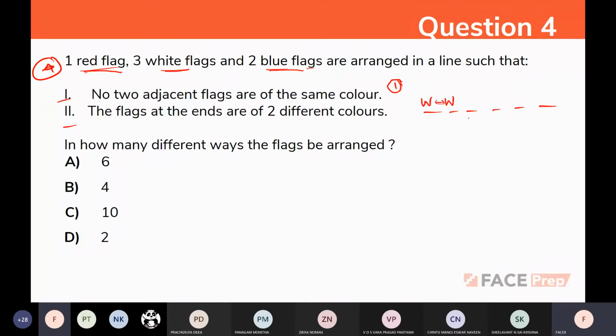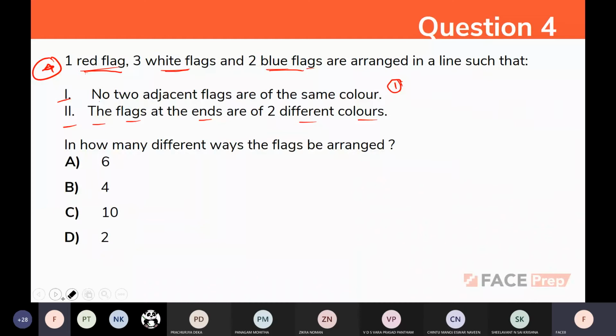Okay. So if you are placing blue here, the another blue should not be like this. So which is the wrong way. Okay, that's the first condition. Second condition, the flags at the ends are different colors, which means 1, 2, 3, 4, 5, 6. If you are placing white here means the last position should not be white. Okay, it should be occupied with red or blue, the remaining color. Okay, so this is the second condition. Following these conditions, we need to arrange these 6 flags.